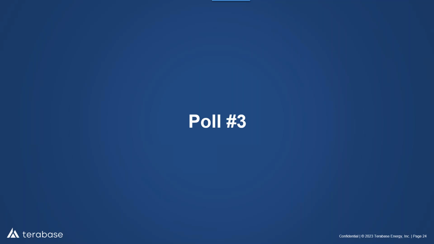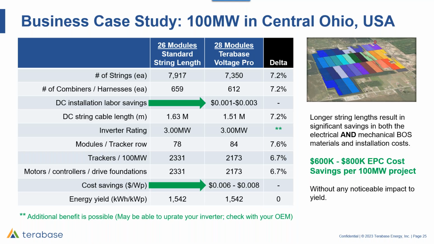All right, at this point, I am gonna hand it over to David, who's going to talk a little bit about a business case study for this project in Ohio using a longer string length. David? Thank you, Jason. So now that we've seen how to use Voltage Pro to understand the limits of how many modules we can safely and effectively string together in series, the big question is, what difference does an extra module or two make? We're using the dev platform that's also included in the PlantPredict Pro subscription.